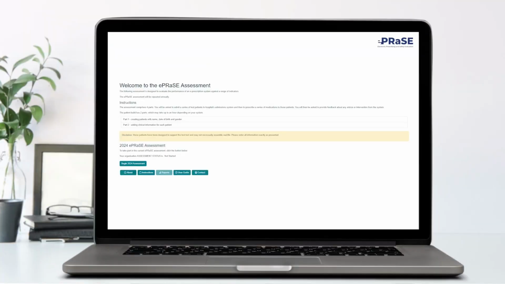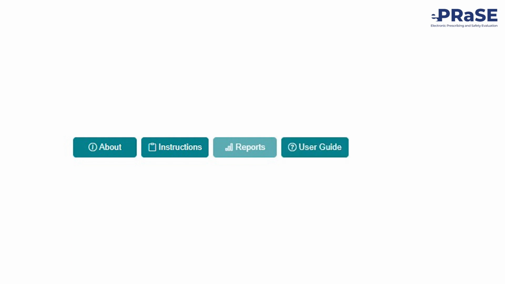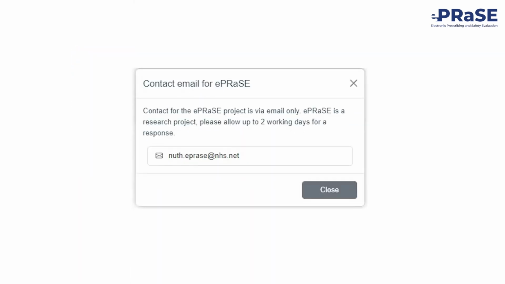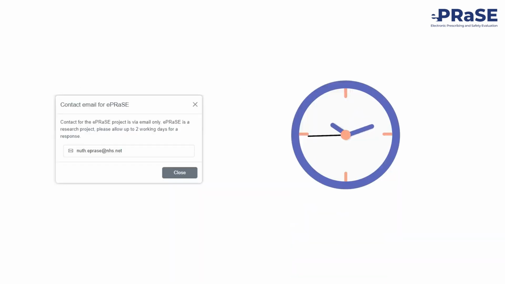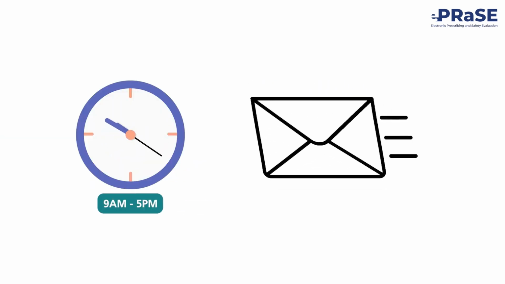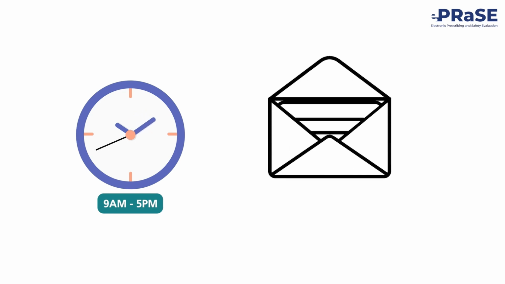Once successfully logged in, you will see the ePres homepage. Now let's have a look at the buttons below. About describes the background of the ePres program. Instruction describes main steps in the tool. Reports. This is where you'll find your completed summary report. User Guide offers a helpful starting point before you begin an assessment. And Contacts. Any questions or help required should be directed through the email address on screen. Please note, office times are 9 AM till 5 PM Monday to Friday. You can expect a response between 48 and 72 hours after submitting an inquiry.